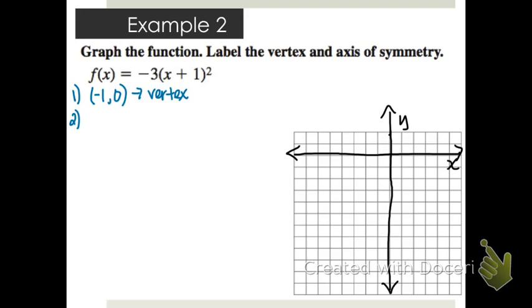So again, the vertex is -1, 0, which is right here. The second step was the axis of symmetry. And we take our h value, and that's equal to x. So x is equal to -1. And that's our axis of symmetry. I think I'll go ahead and do it in red. And it's always going to be a vertical line when we're dealing with quadratic functions.